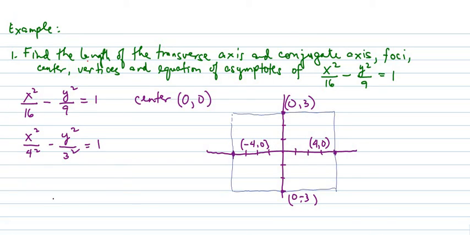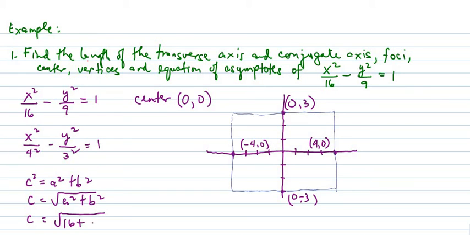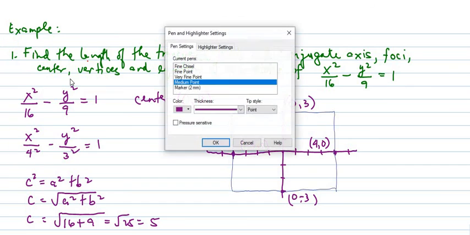The focus can be solved using the equation c squared equals a squared plus b squared, so that c is equivalent to the square root of a squared plus b squared, which is the square root of 16 plus 9, that is 25. The square root of 25 is equivalent to 5. So from the center to the right is 1, 2, 3, 4, 5. And on the other side to the left, 1, 2, 3, 4, 5. So this is now our foci.